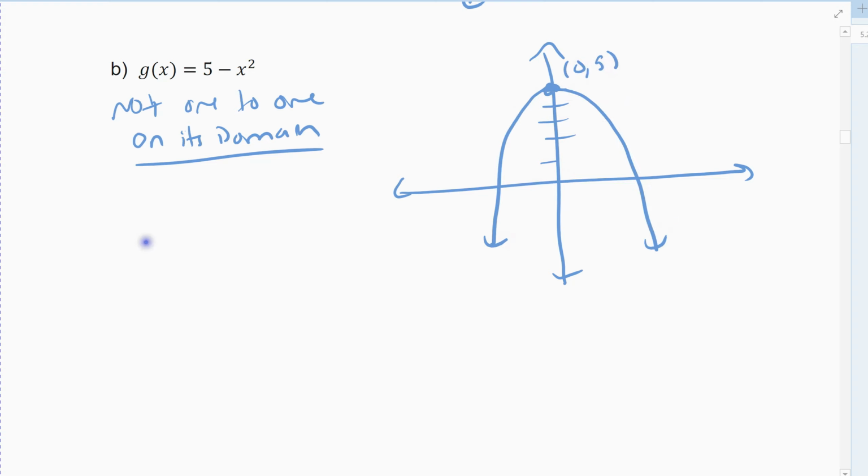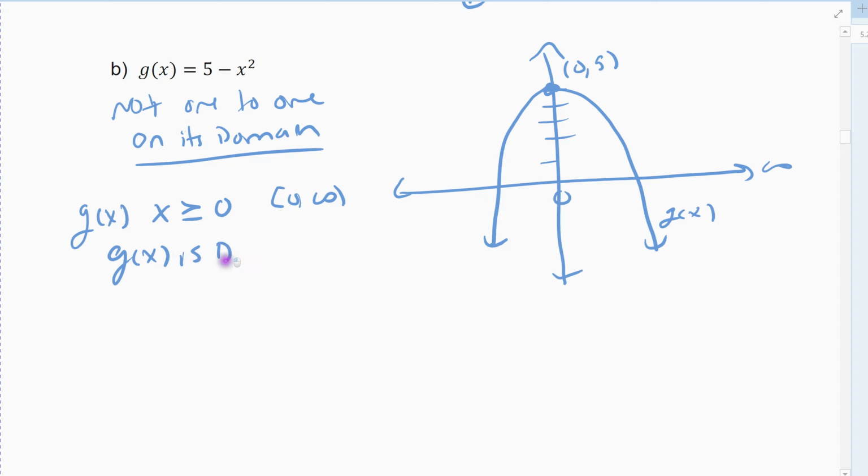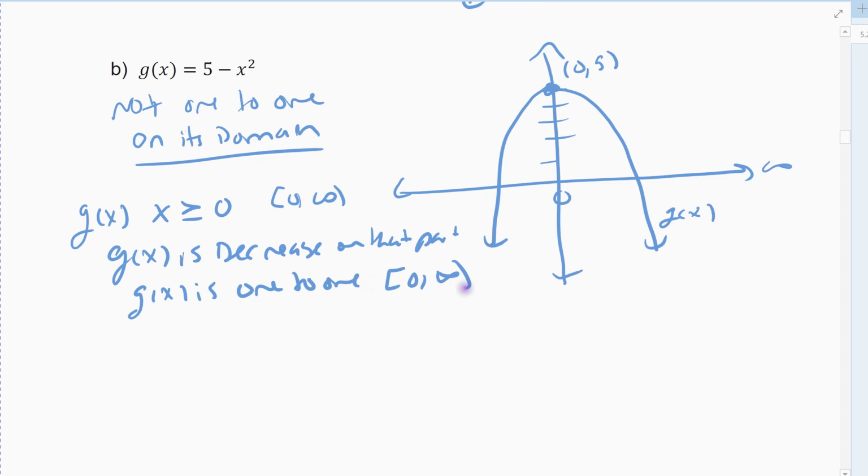And so if I look at this function, so there's my g of x. If I limit it to x greater than or equal to 0, so 0 to infinity, then g of x is decreasing on that entire piece. So I could find an inverse. So g of x is 1 to 1 from 0 to infinity.